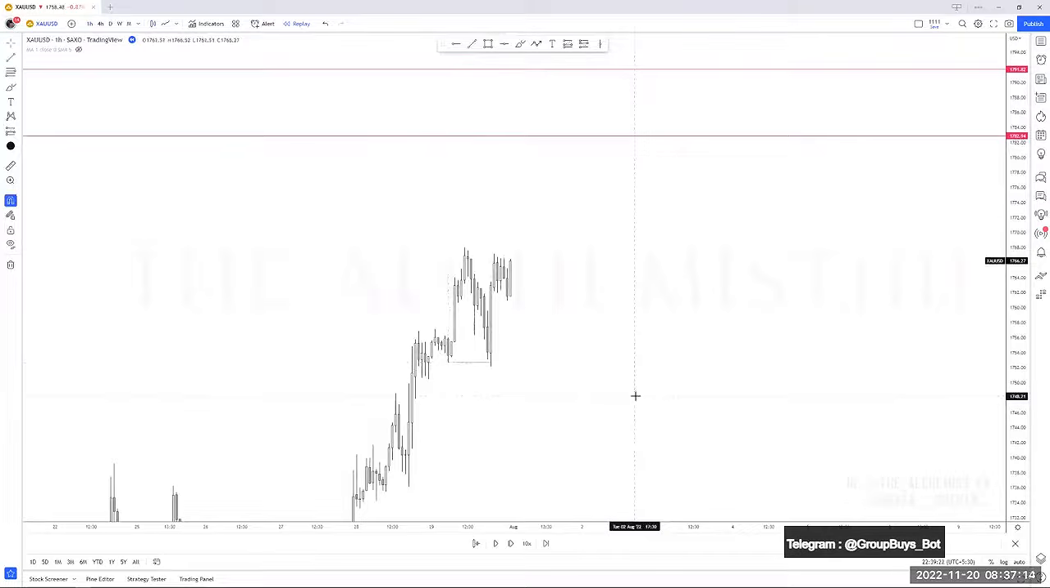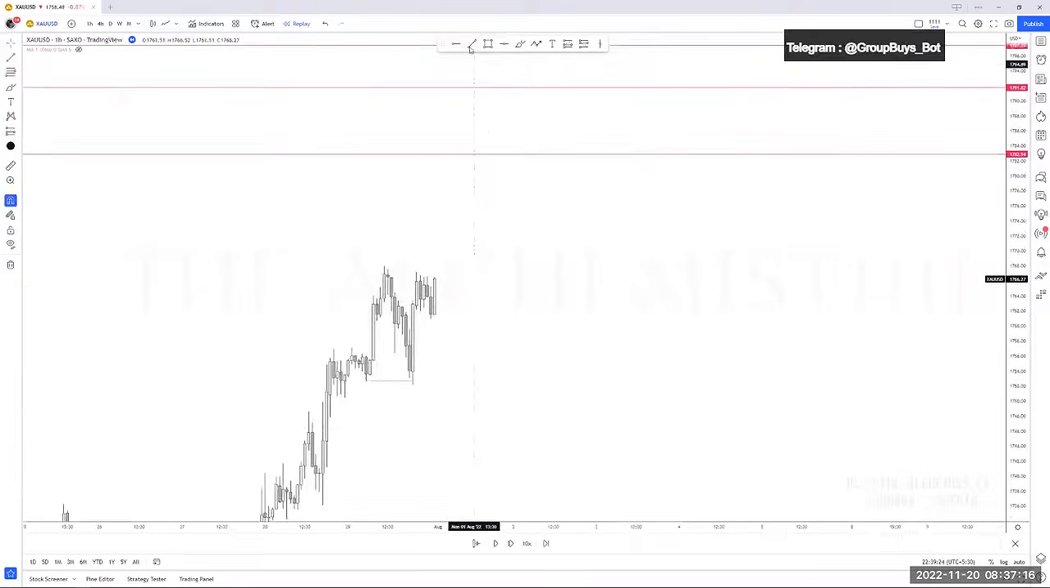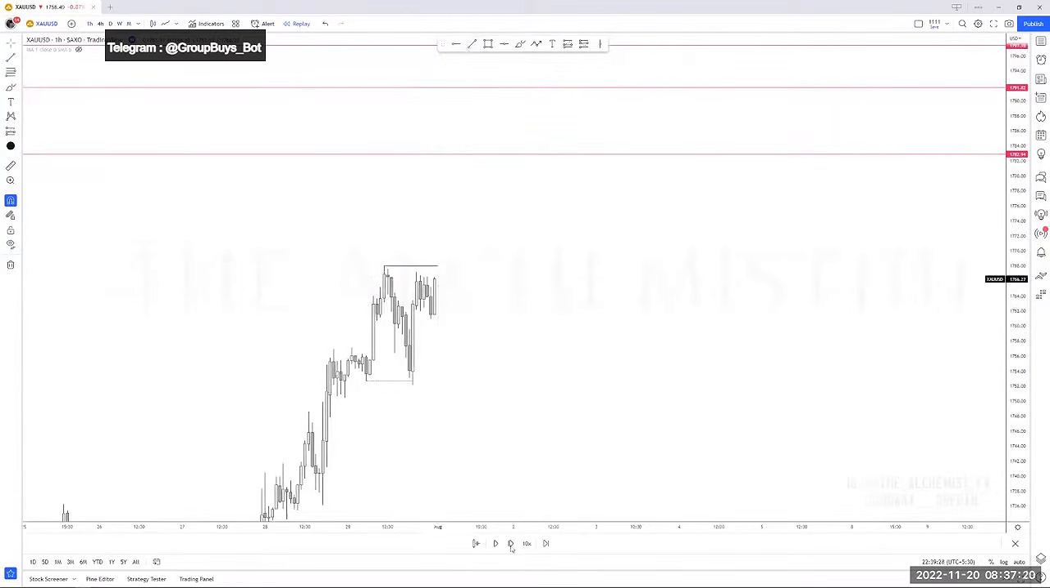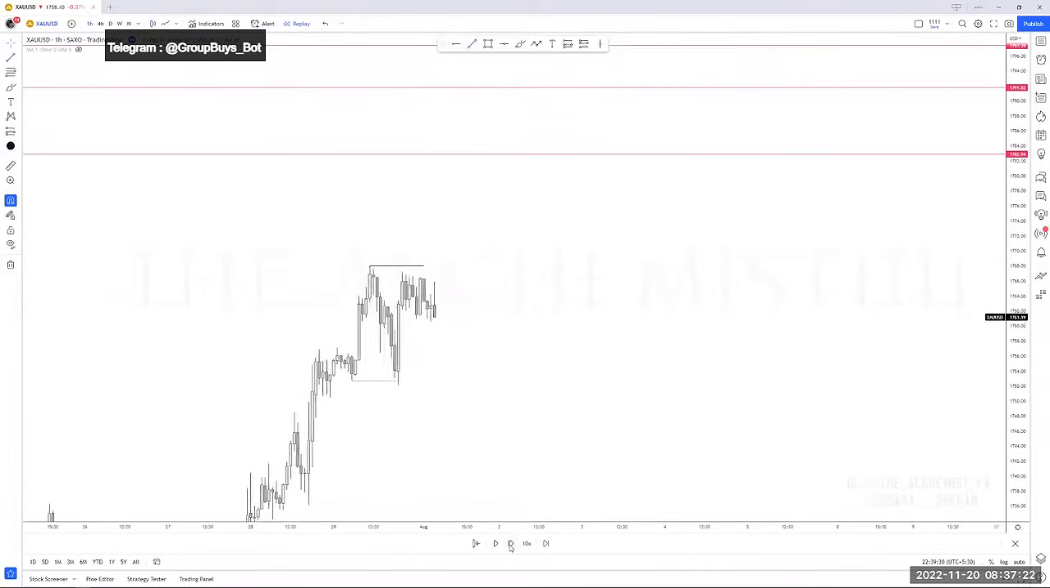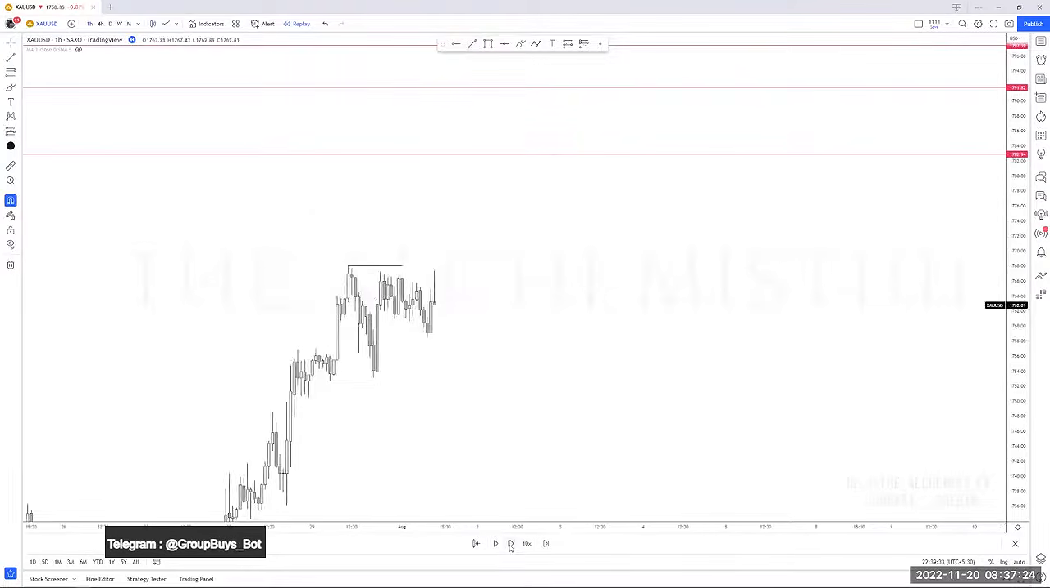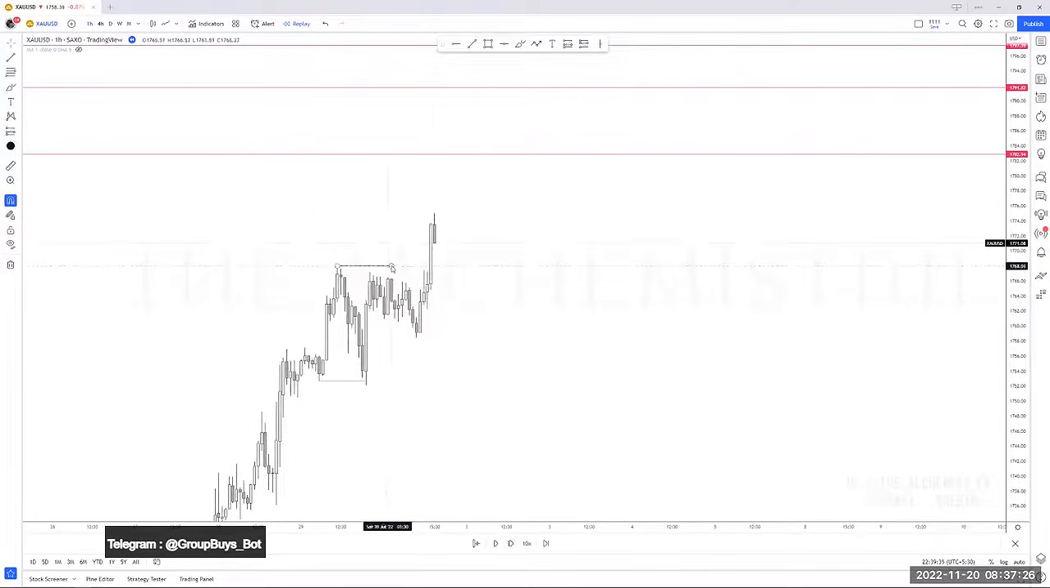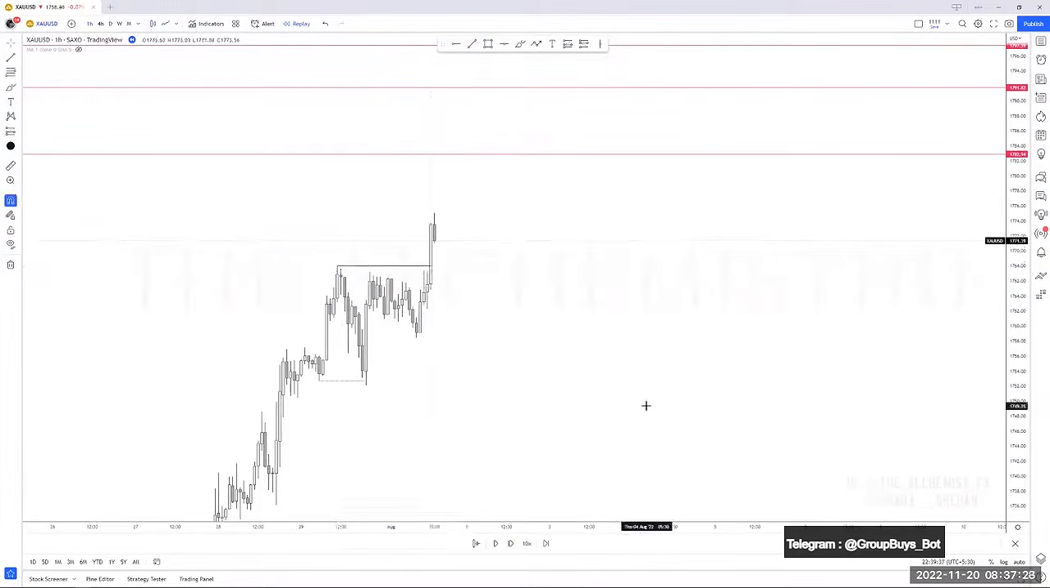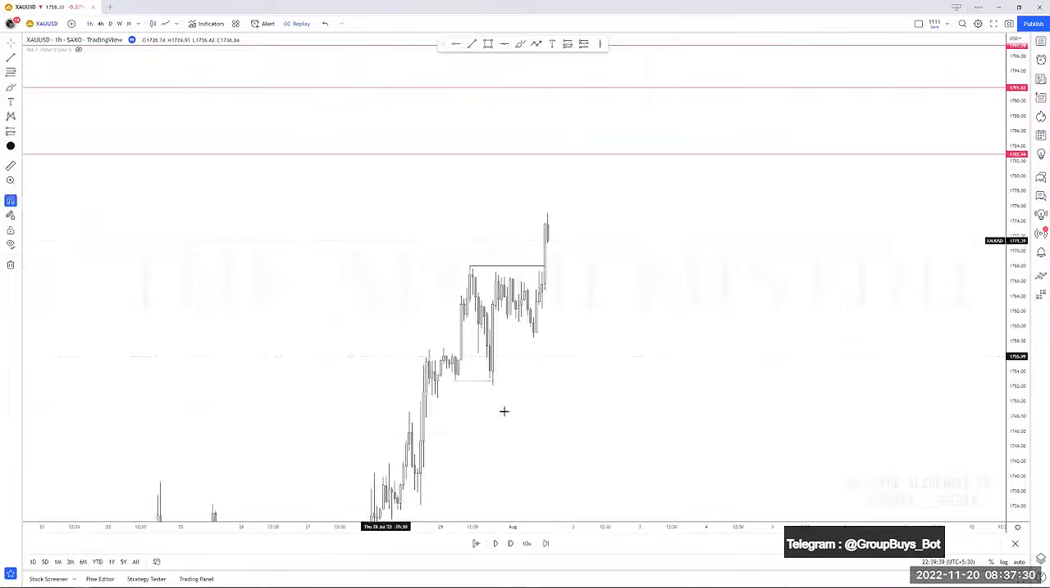Yeah, liquidity was taken. Structure was broken. I'll show you. Not yet, patiently wait. There it goes. Breakout structure. Okay, so we had a very clear breakout structure in here.